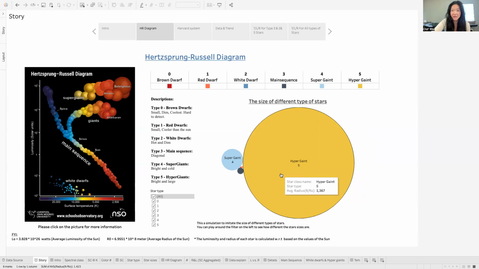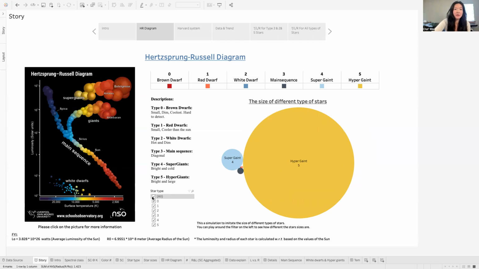Hypergiants are about 1,367 times bigger than the size of our Sun. So as you can see, you can't really see anything about the white dwarfs. The white dwarf is just so tiny that it disappeared compared to the size of hypergiants.